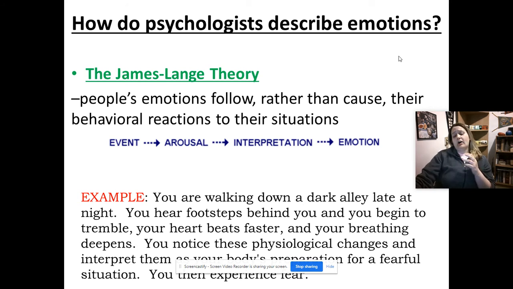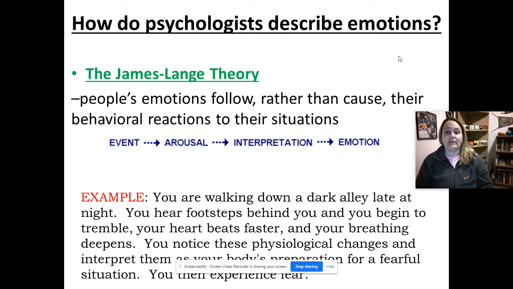Not a good idea already. You hear footsteps behind you and you begin to tremble, right? You're shaken. Your heart beats faster, your breathing deepens. You notice these physiological changes and you interpret them inside your mind as your body's preparation for a fearful situation, and then you experience fear.